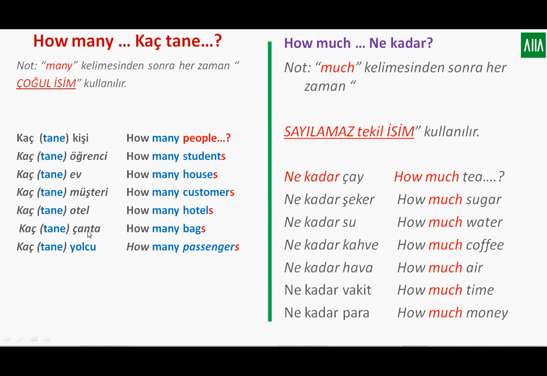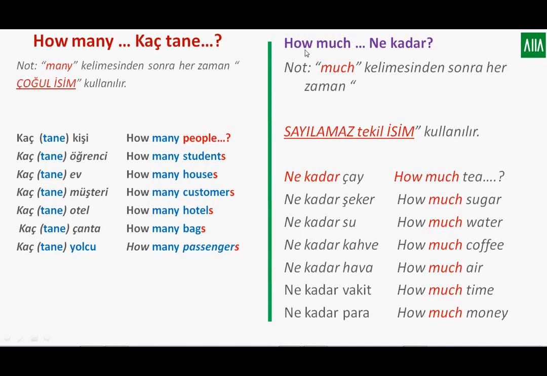Or you can say kaç tane çanta, kaç tane otel, kaç tane müşteri, kaç tane ev, kaç tane öğrenci. Kaç tane kişi? No, not really actually. We don't use it. We prefer kaç kişi. Kaç çanta, kaç yolcu. So these are the ways we use it in Turkish. Don't forget, we don't use plural nouns after kaç. We just prefer to use singular nouns, unlike how many people in English.